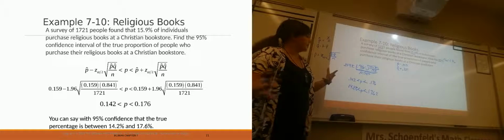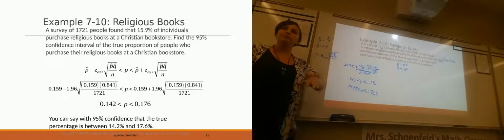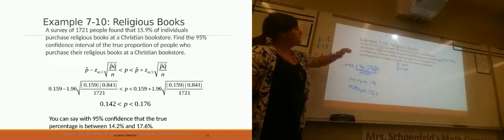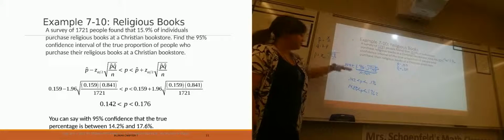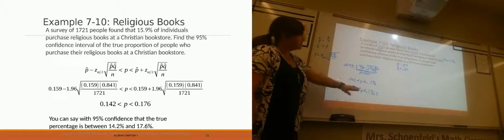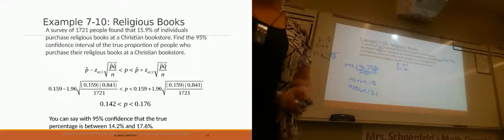So then you'd put it back into words. We can be 95% confident that the true proportion of people that purchase religious books at a Christian bookstore is between 14.2% up to 17.6%. So then write that sentence out too.